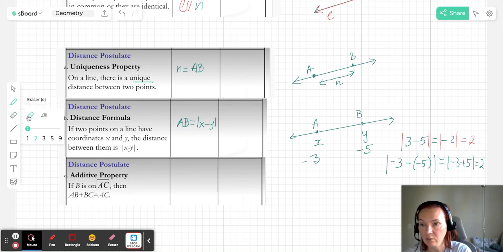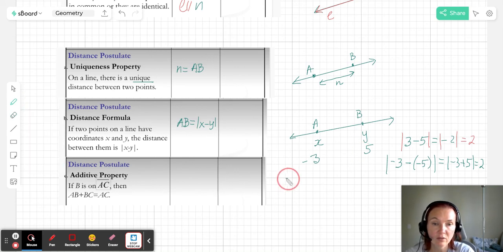And then my last example is, let's say this is negative 3, and then this one is positive 5. So I will do negative 3 minus positive 5, right? If I didn't have an absolute value, I would end up with negative 8. But with absolute value, the distance is going to be 8. So those are my examples here.